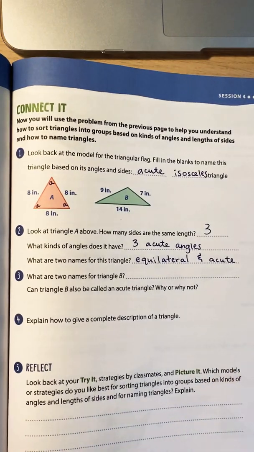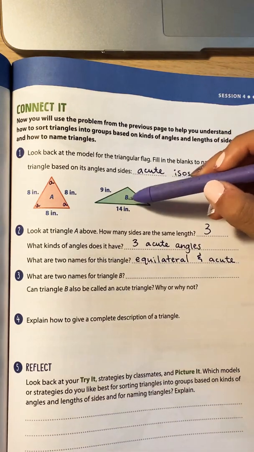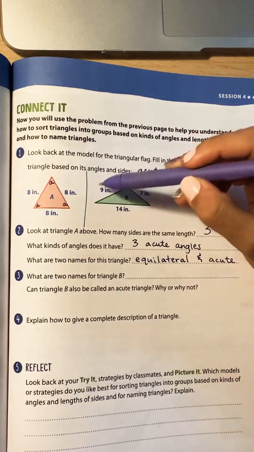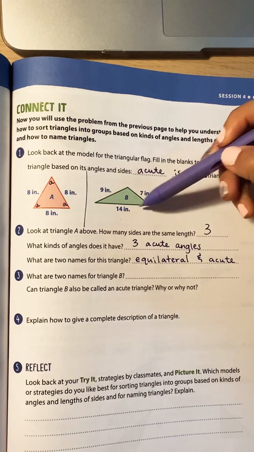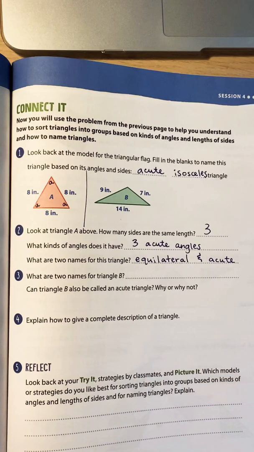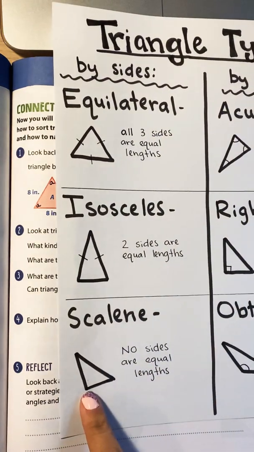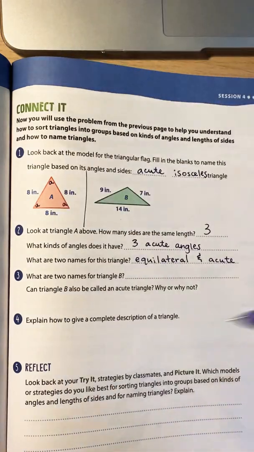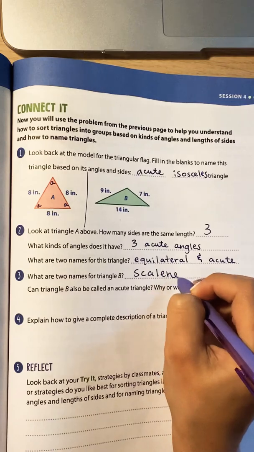Number 3. What are 2 names for triangle B? B is a trickier one. So let's look at this one. 9 inches on this side, 7 inches, and 14 inches. So all 3 sides are different lengths. There are none that are equal. So that would make it a scalene triangle. So that's 1. Scalene.